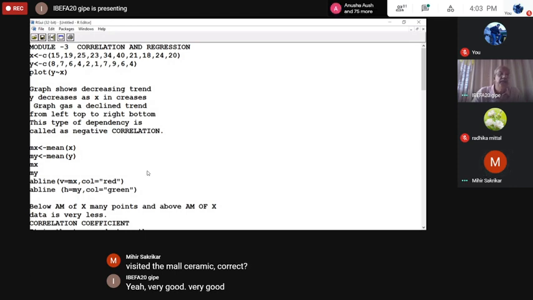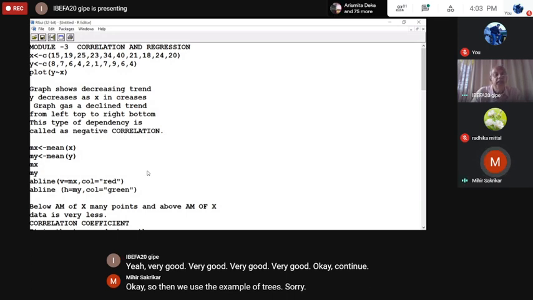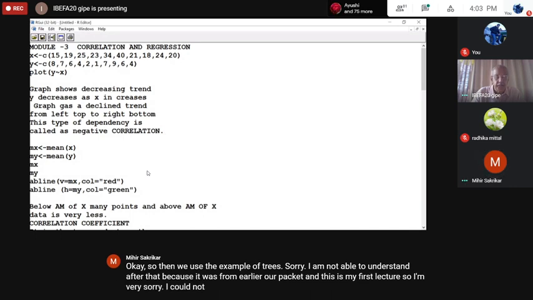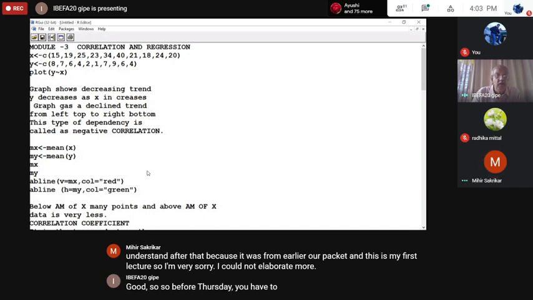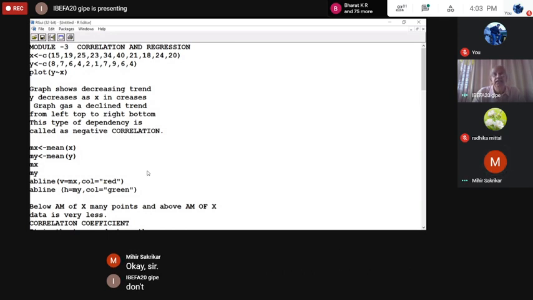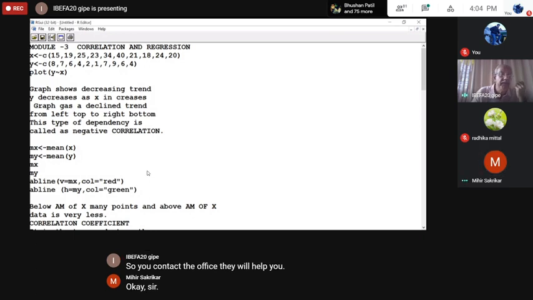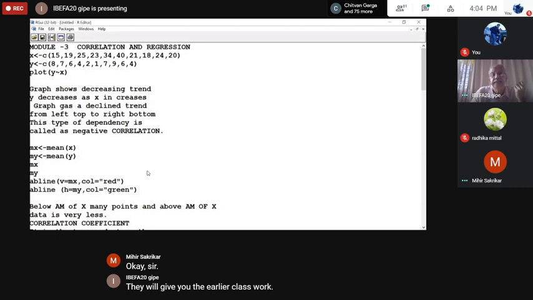Very good. Okay, continue. Then we used the example of trees. Sir, sorry, I am not able to understand after that because it was from the earlier R classes and this is my first lecture. So before Thursday, you have to revise all the work and come. Don't wait for me to help you. Unless you come forward, things will not work. Contact the office, they will give you the earlier class work.